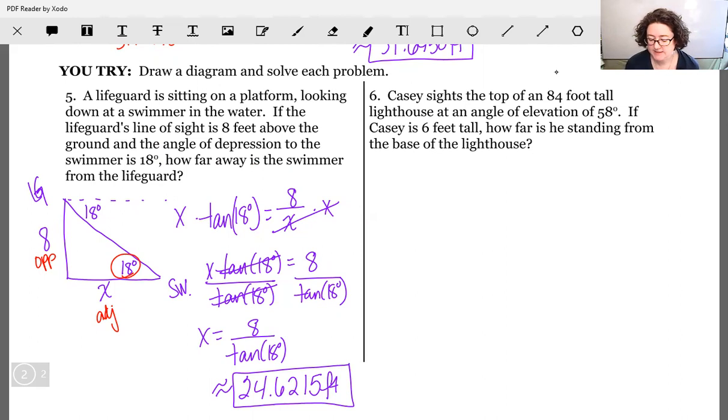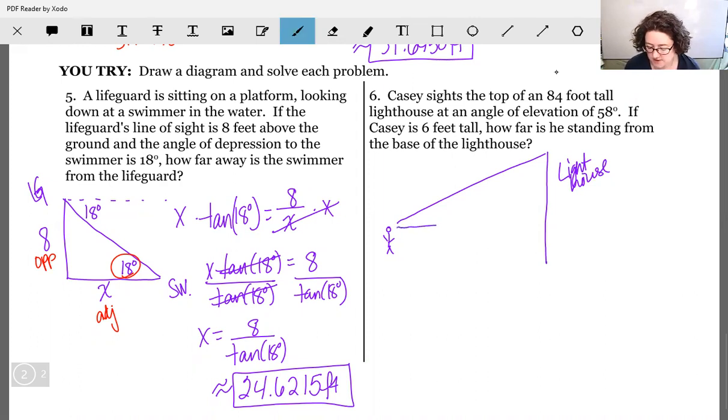Okay, number 6, Casey sights the top of an 84-foot tall lighthouse at an angle of elevation of 58 degrees. Hey, it's the first diagram that's all the way up at the top. So we have a person, again, stick figure person, that's okay. And they see the top of a lighthouse. So here's our lighthouse. And the angle of elevation is 58 degrees.